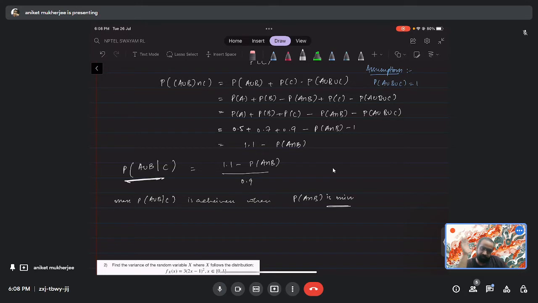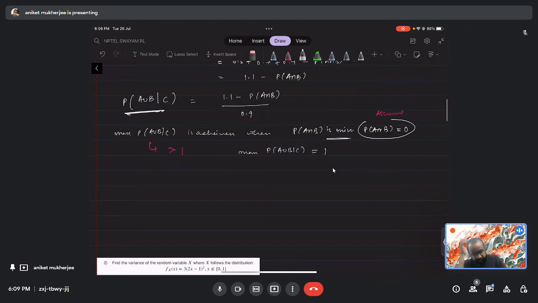Normal probabilities can range from 0 to 1. Let me assume that the probability of A intersection B is the minimum, 0. This is just an assumption. If I assume that, then my value for the probability of A union B given C goes to something greater than or equal to 1. But a conditional probability is also a probability and should be bounded by 1. So the maximum value that the probability of A union B given C can achieve is 1.